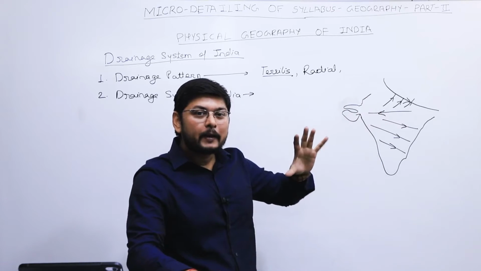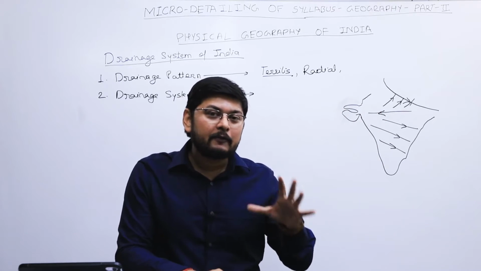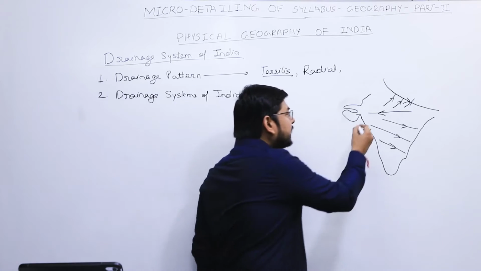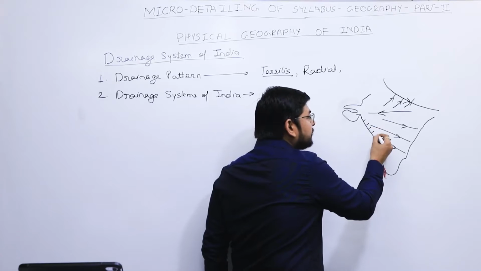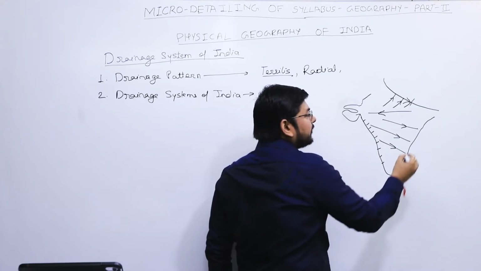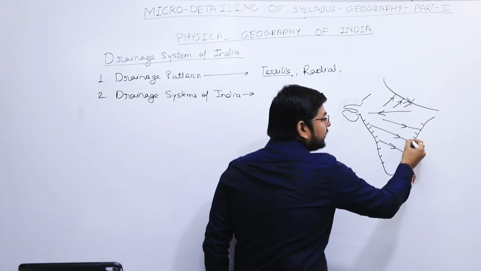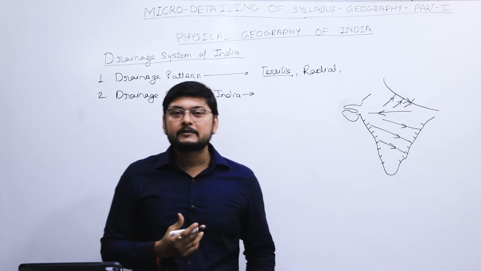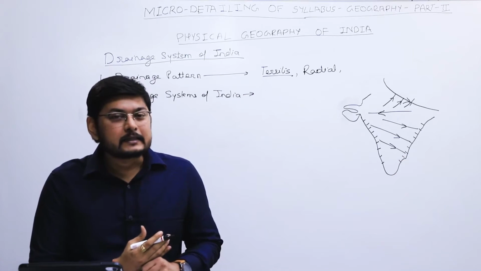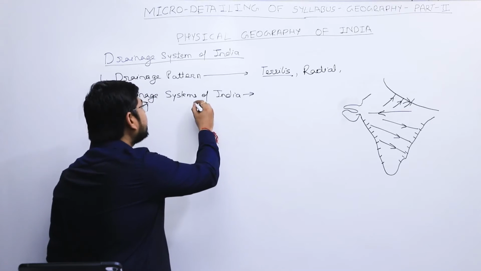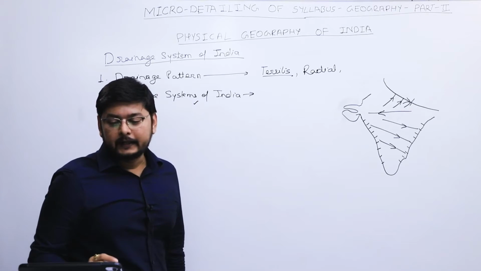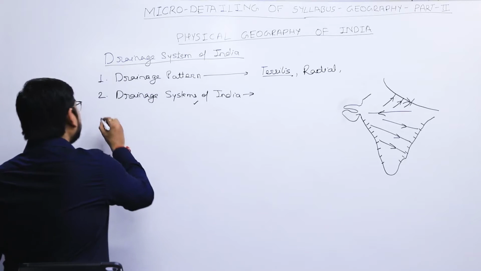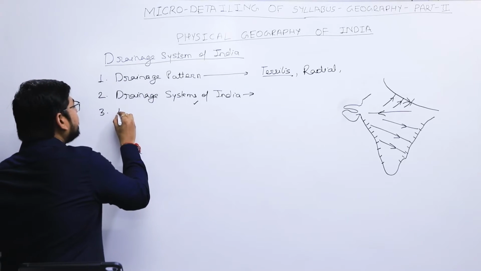How has this flow pattern been formed, and what is the significance of this difference in the flow pattern of India? Also, we see that in the Western Ghat region, some of the rivers are west flowing, and some of the rivers here are easterly flowing rivers. So how has this flow pattern formed? We need to discuss that in detail. That will be discussed in the drainage systems of India. Then after this we'll start with the first very important part, that is the Himalayan drainage system.